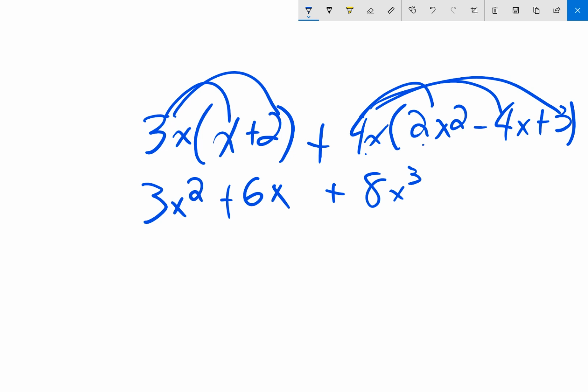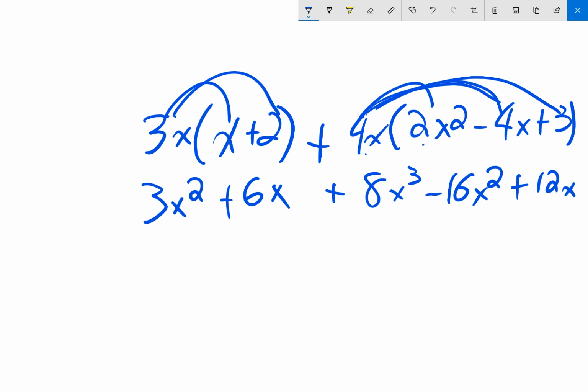The second one, we got 4x times negative 4x. Remember it's times, you're not adding those. Some people think that 4x and negative 4x would cancel, not if you're multiplying them. 4 times negative 4 is negative 16, and the x makes x squared. And then 4x times 3 is 12x.